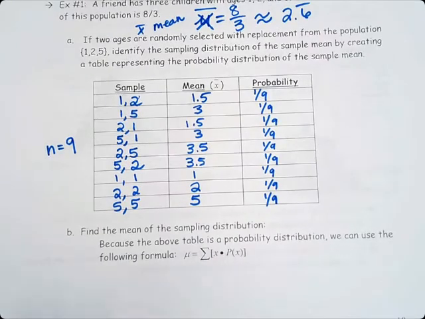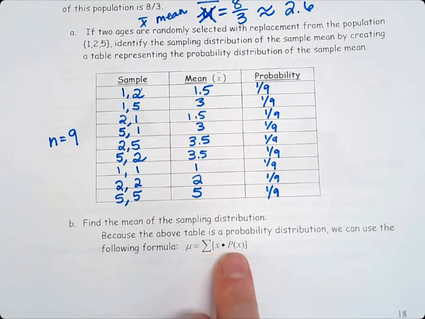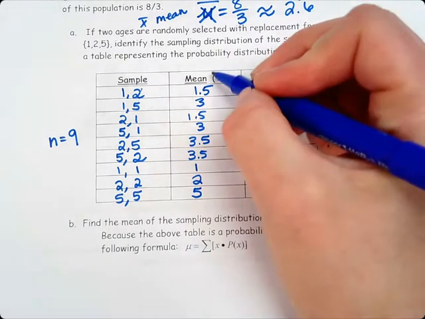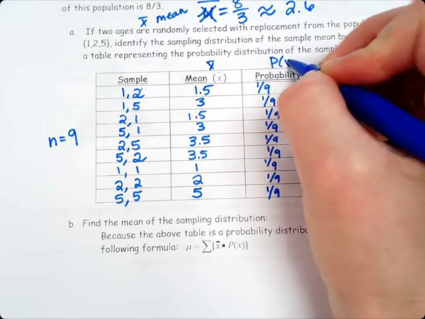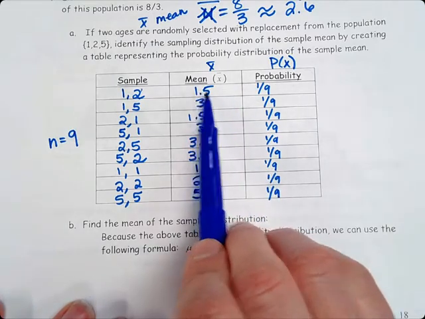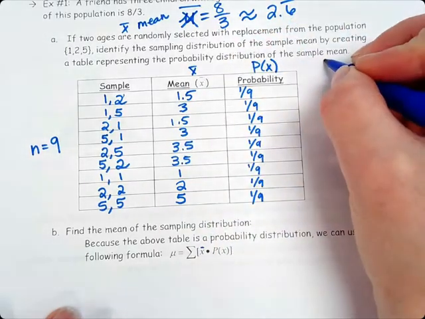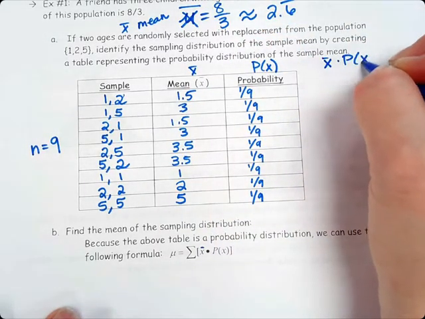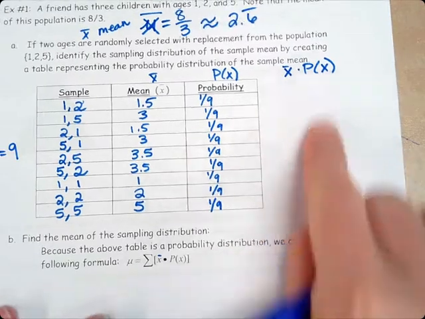So let's find the mean of the sampling distribution. Because the above table is a probability distribution, we can use the following formula. The mean equals the sum of X times P of X. So this is our X, and this should be X bar times P of X. So we are going to multiply each one of these and then find the sum. So let's make another part to the table, X bar times P of X, and then we are going to add them all up.